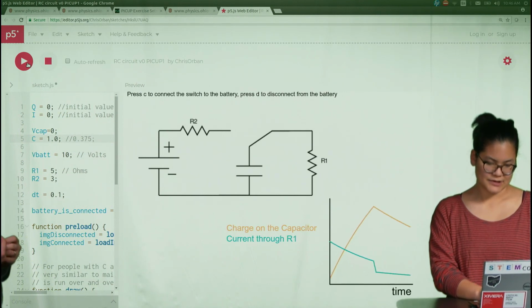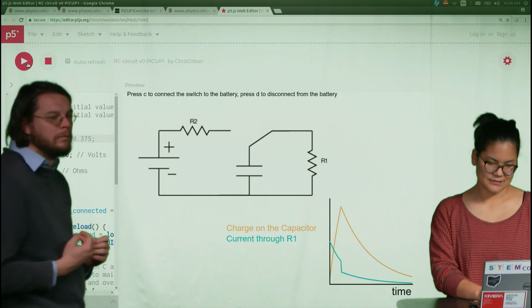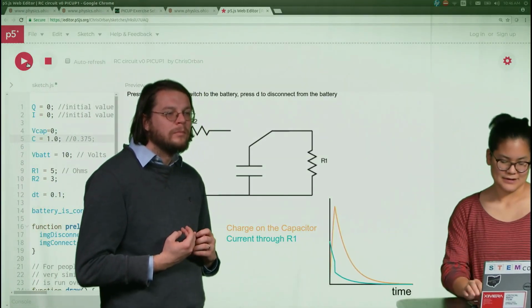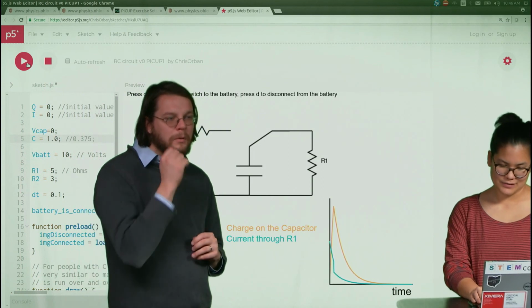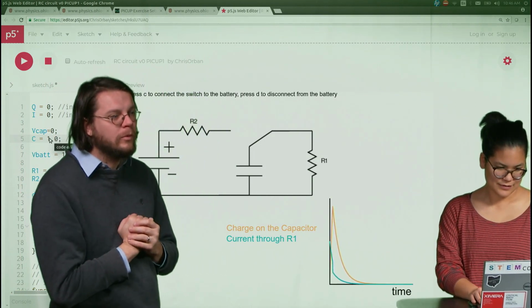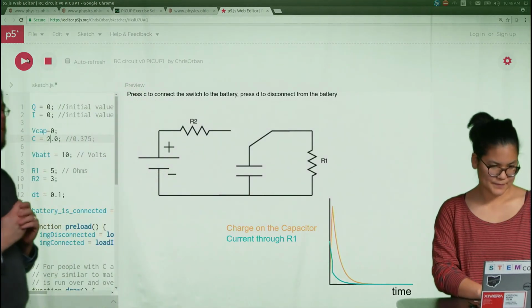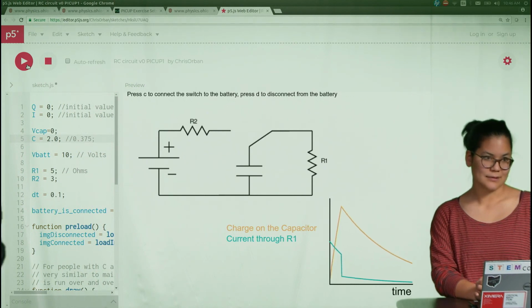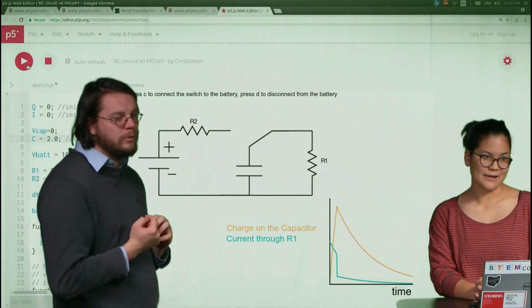So connect, disconnect. Okay. It also seemed to take longer to discharge as well. Yeah. Maybe make it even bigger just to prove the point. Yeah. So I changed it to 2. Wow, it takes a while. Yeah.